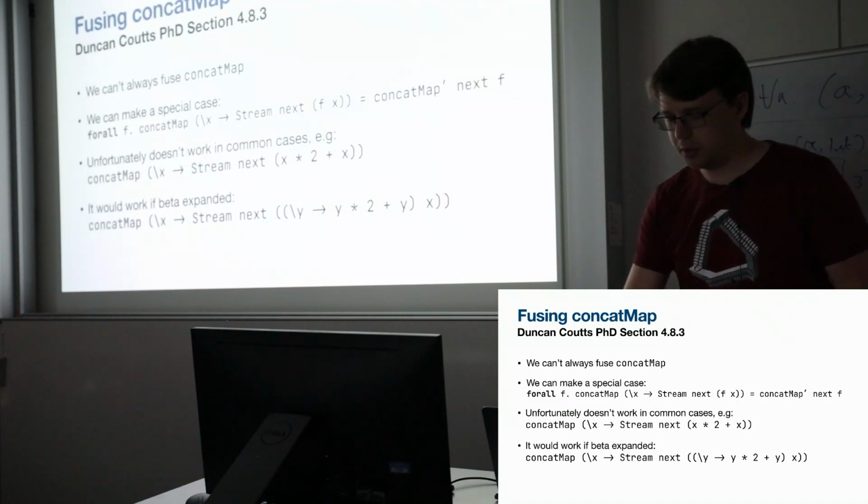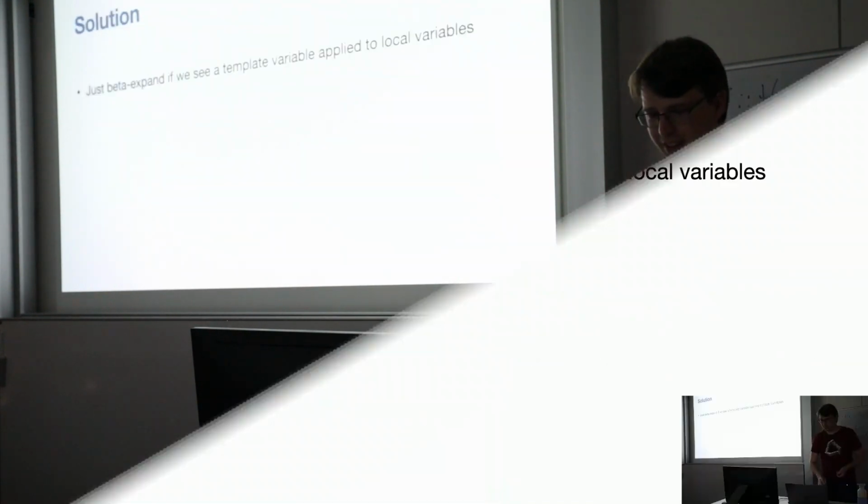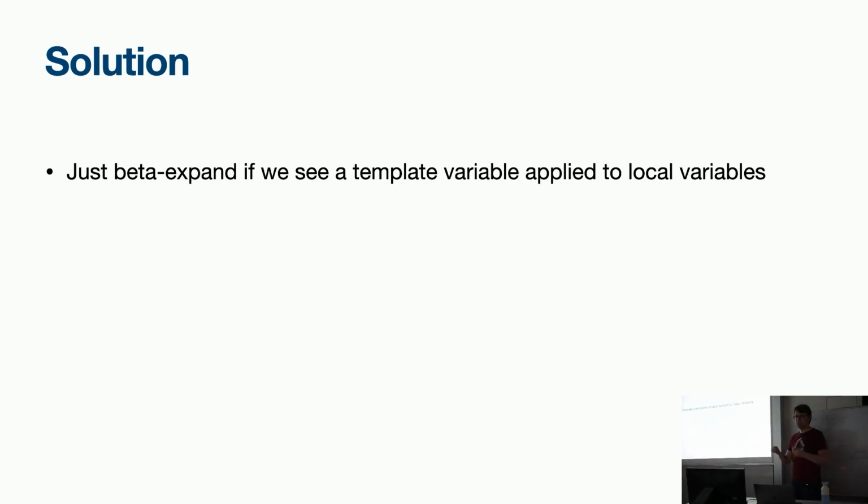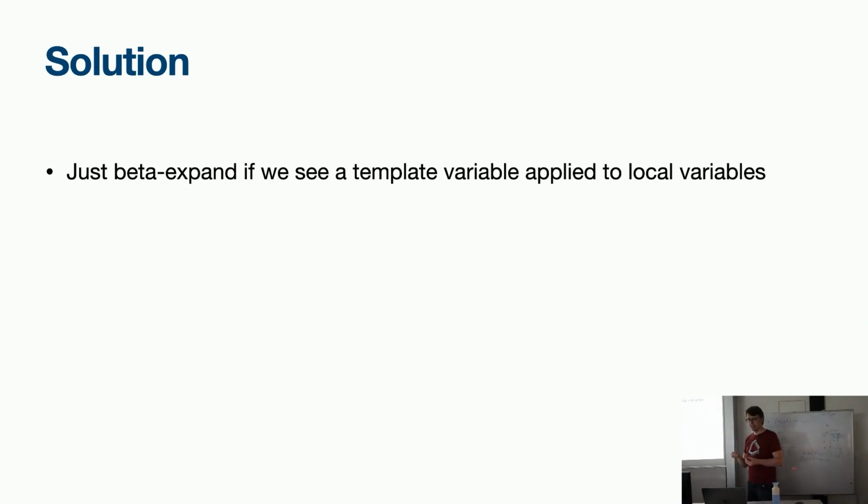So how can we do that? I started out my approach by just thinking, well, can't we just beta expand somehow when we are matching and figure out the specific cases where we do need to do this beta expansion, so where we do need to introduce this extra lambda.